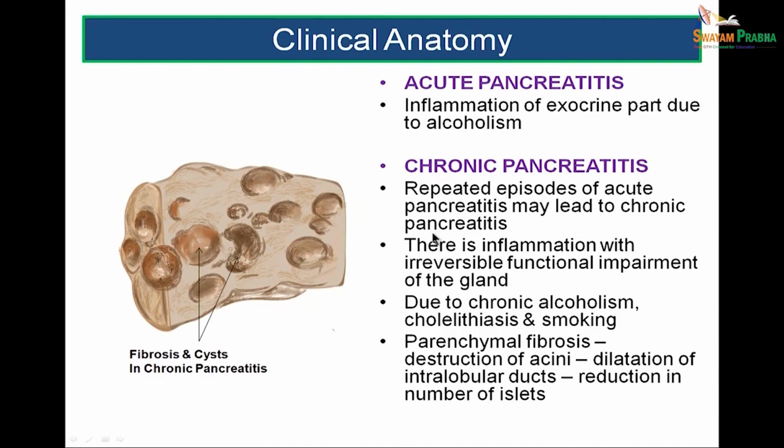There is inflammation, there is irreversible functional impairment of the gland, usually due to chronic alcoholism or smoking or cholelithiasis, that is gallstones. There is fibrosis of the parenchyma, there is cyst formation due to dilatation of the intralobular ducts, and there is destruction of the islets of Langerhans. So, there is destruction of the tissue, destruction of the duct system, destruction of the islets, and fibrosis or scar formation in chronic pancreatitis.